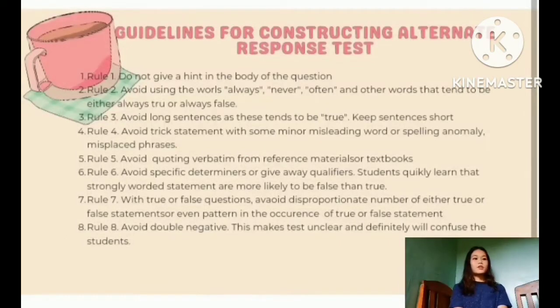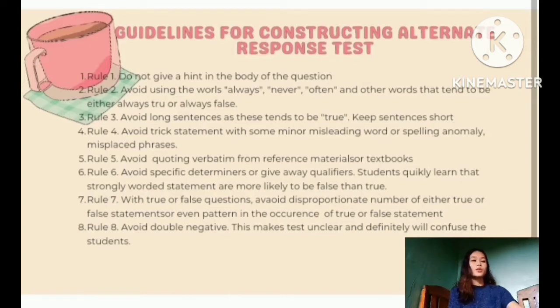Guidelines for constructing alternate response test. Rule number 1, do not give a hint in the body of the question. So, sabi dito, huwag magbibigay ng hint sa tanong dahil mabilis nila itong masasagutan. For example, the Philippines gained its independence in 1898 and therefore celebrated its centennial year in 2000. Obviously, the answer is false because 100 years from 1898 is not 2000 but 1998.